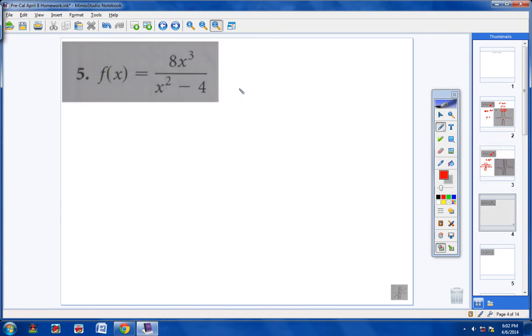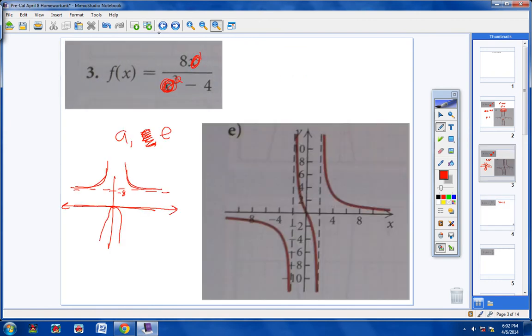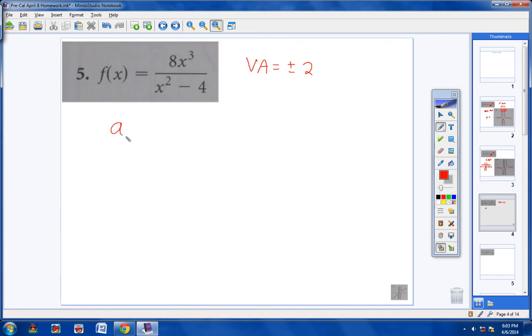And now number 5, very quickly, your vertical asymptotes. Again, the denominator is the same, so your vertical asymptotes will be plus or minus 2. Now we're down to what? We just said it's E. So the only thing we're left with would be A and C, I believe. Yes, A and C are the last two graphs that have vertical asymptotes at plus and minus 2 and have not been used yet, okay? So it's going to be one of these two.